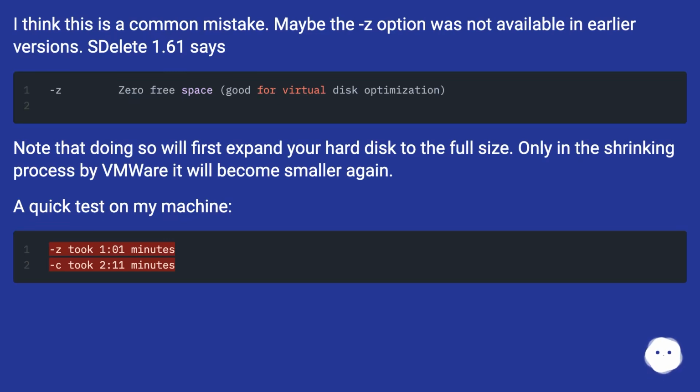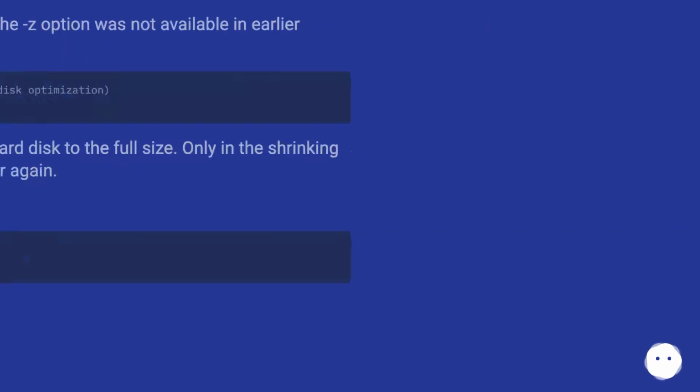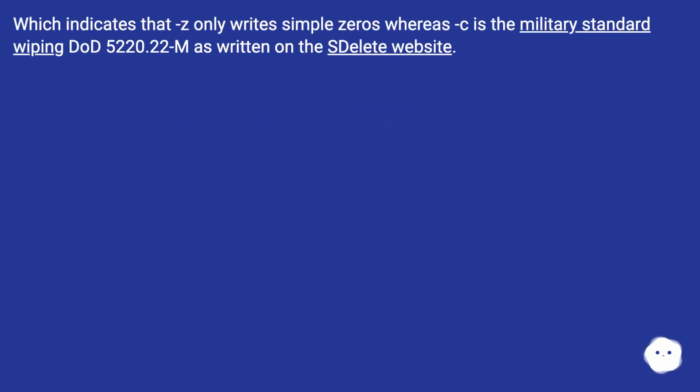A quick test on my machine, which indicates that -z only writes simple zeros, whereas -c is the military standard wiping, DoD 5220.22-M, as written on the SDelete website.